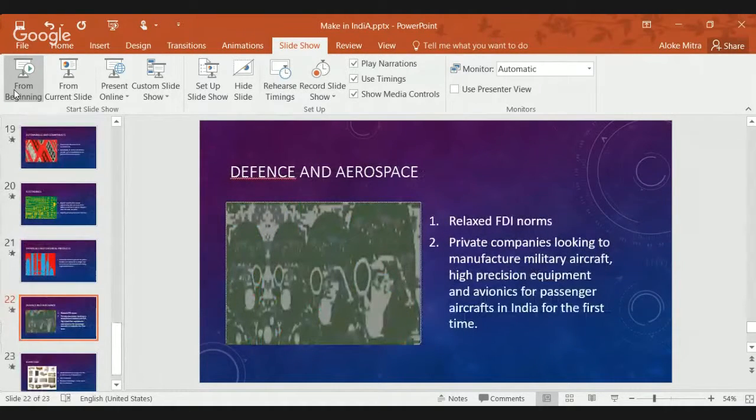The fifth interesting sector would be the defense and aerospace sector. The government has relaxed FDI norms in this sector. So this has attracted many private companies looking to manufacture military aircraft, high precision equipment, and avionics for passenger aircraft in India for the first time. And this has not happened before, and this industry has really got a very bright future with current prospects.